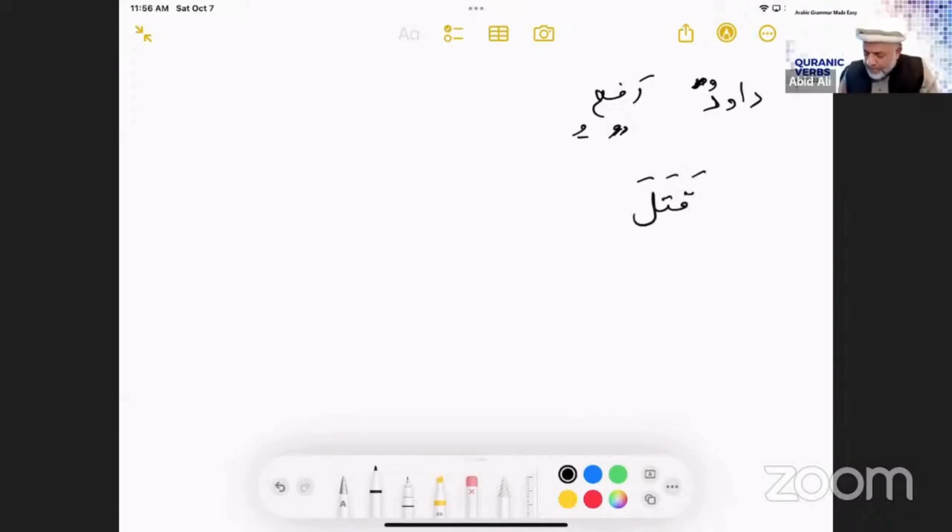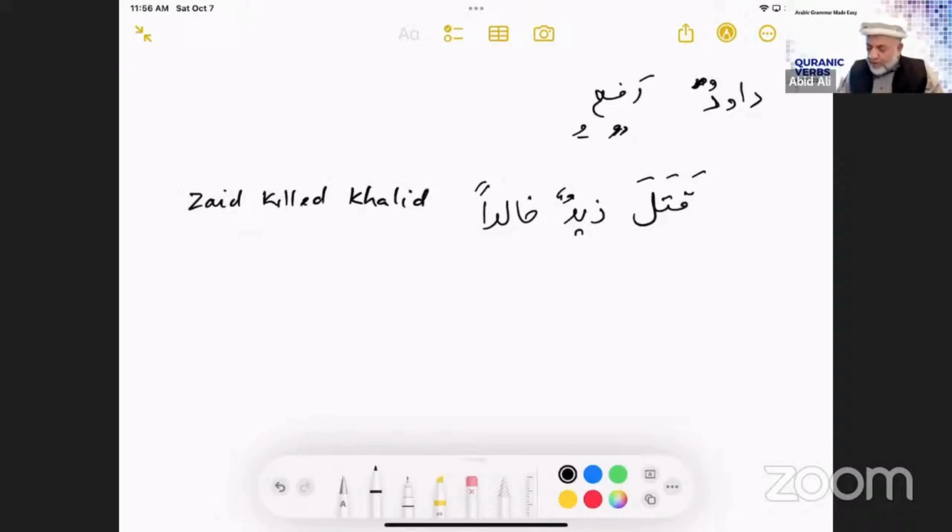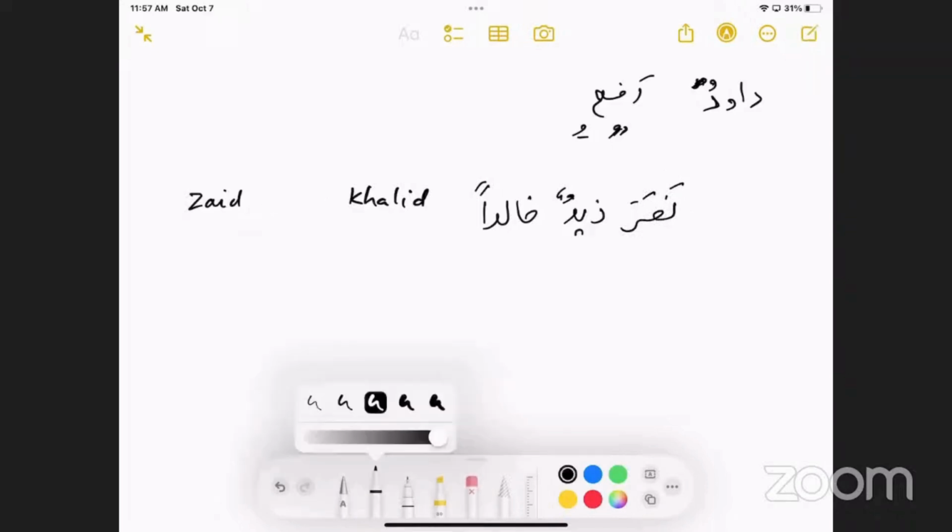Let's say Zaidun. Let's make it easy, they can take tanween. Does that make sense? What is the translation? Zaid killed Khalid. Instead of saying Qatala, why would we be violent? Let's not be violent. Let's just go with Nasara. So now we know that Zaid helped Khalid.